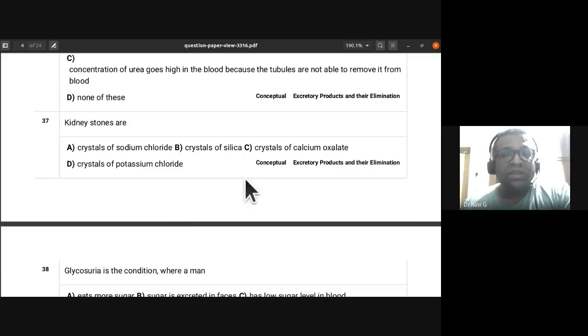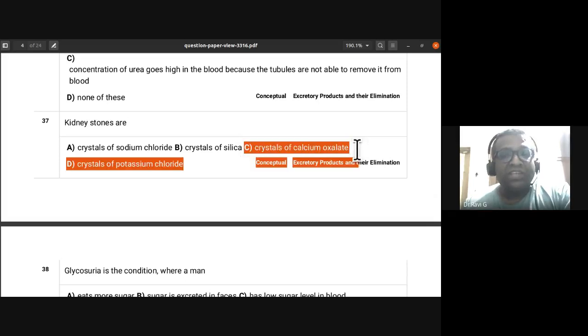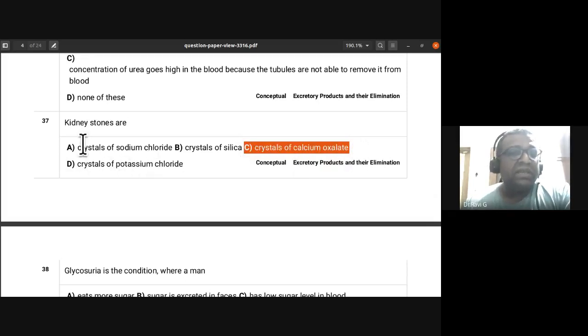Kidney stones are crystals of calcium oxalate. It's a very easy question. Kidney stones are crystals of sodium chloride, crystals of silica, crystals of calcium oxalate, crystals of potassium chloride. So the answer is crystals of calcium oxalate.